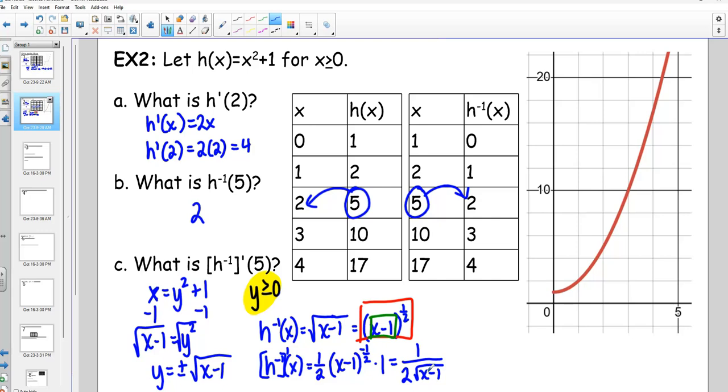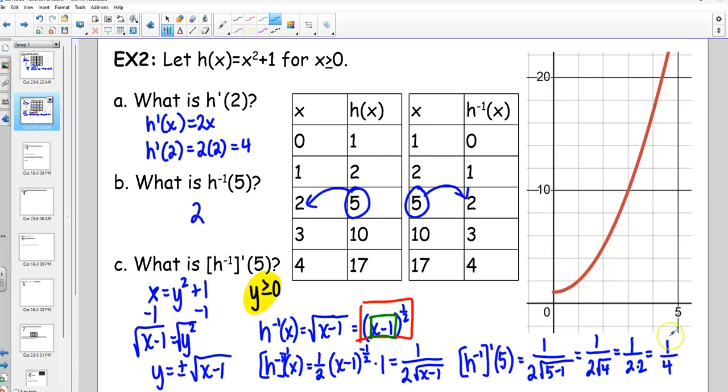Okay, so that's our derivative of our inverse function. Now we would just plug in 5 for this. So h inverse prime of 5 is going to be 1 over 2 square root of 5 minus 1, which is going to be 1 over 2 square root of 4, which is 1 over 2 times 2, which is 1/4.